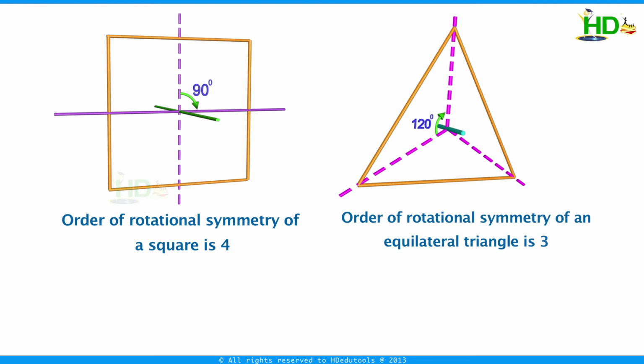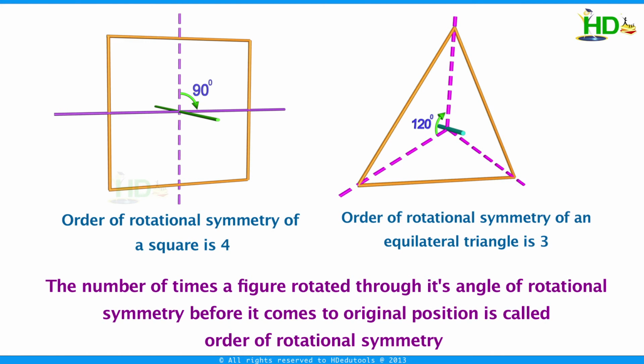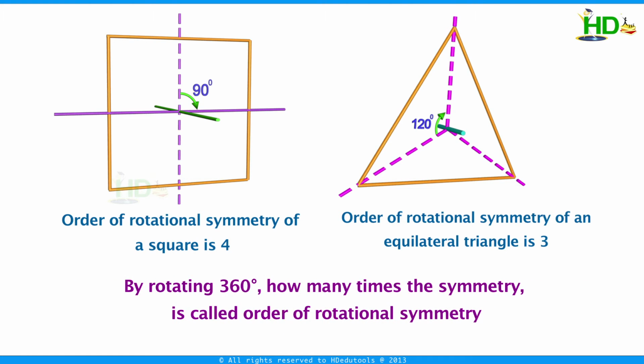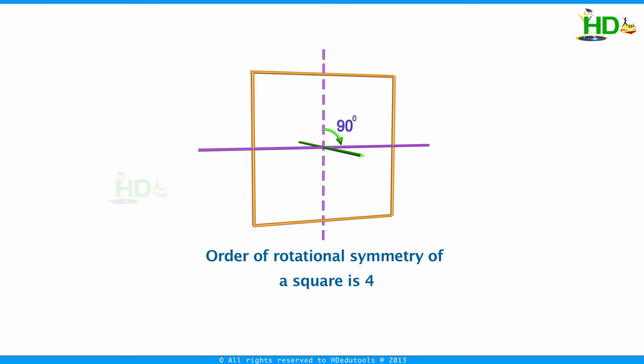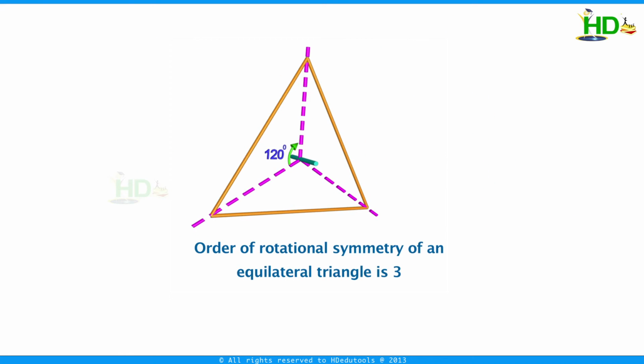By these two examples, we can conclude that the number of times a figure rotated through its angle of rotational symmetry before it comes to the original position is called the order of rotational symmetry. That means by rotating 360 degrees, how many times the symmetry repeats, that is called the order of rotational symmetry. The order of rotational symmetry for a square is 4. The order of rotational symmetry for this triangle is 3.